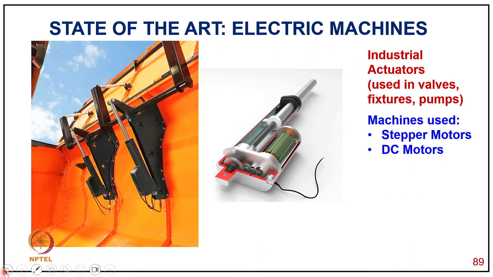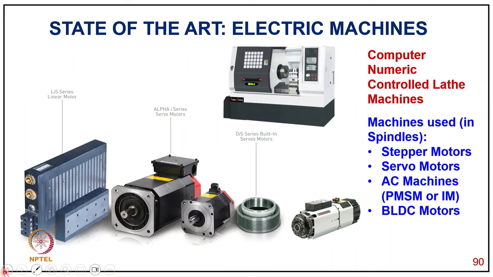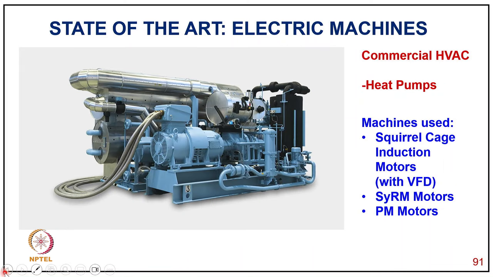Some other applications are industrial actuators used in valves, fixtures, and pumps, especially the DC motor, DC servo motor, and the stepper motor. The other set of applications is CNC, computer controlled lathe machines in mechanical construction, using stepper motors, servo motors, AC machines, permanent magnet synchronous machines, induction machines, and brushless DC motors. Other applications are commercial heating and ventilation, in heat pumps, where we use squirrel cage induction motors with variable frequency drive, synchronous reluctance motors, and permanent magnet motors with variable frequency drive.